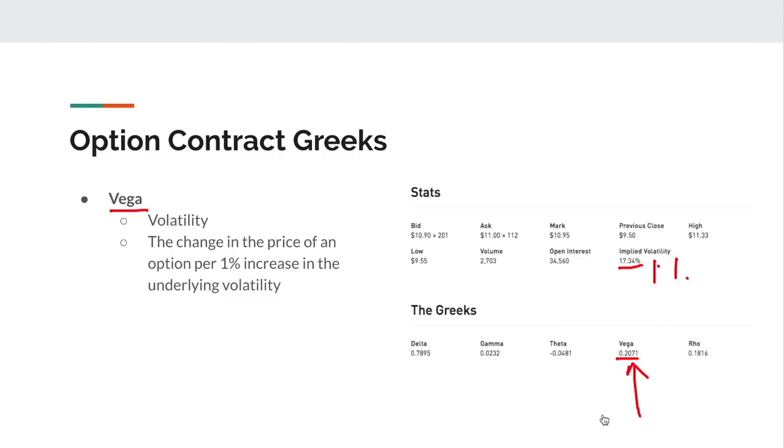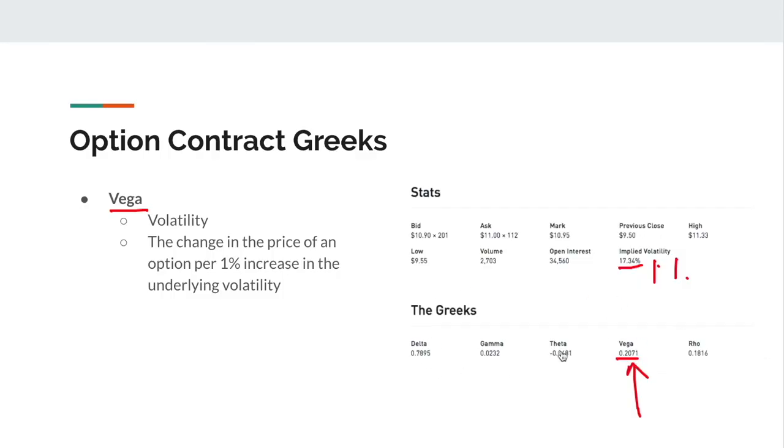Remember, we talked about volatility thoroughly in the beginning of this chapter, how volatility is directly related to the price of an options contract. Well, there you go. Vega is directly related to volatility. And so if the stock implied volatility goes up by 1%, your option contract will increase by $20, roughly, if all other things are being equal.